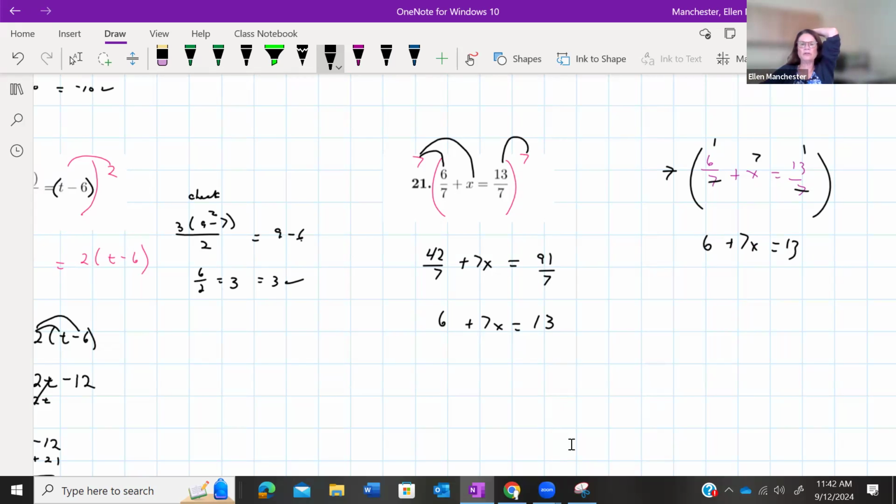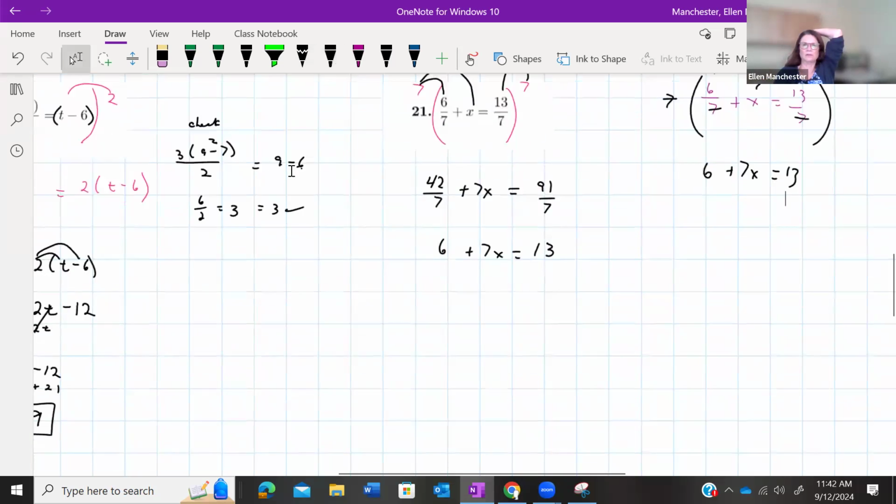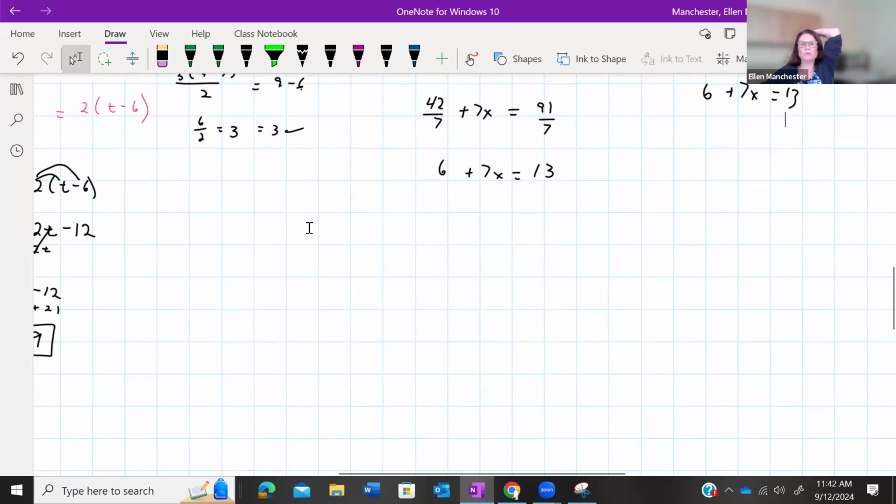All right, so this one, does this one look different to you? Or can we solve it the way it sits? What would you get rid of first? Yeah, so we're going to subtract 6. And then divide by 7.